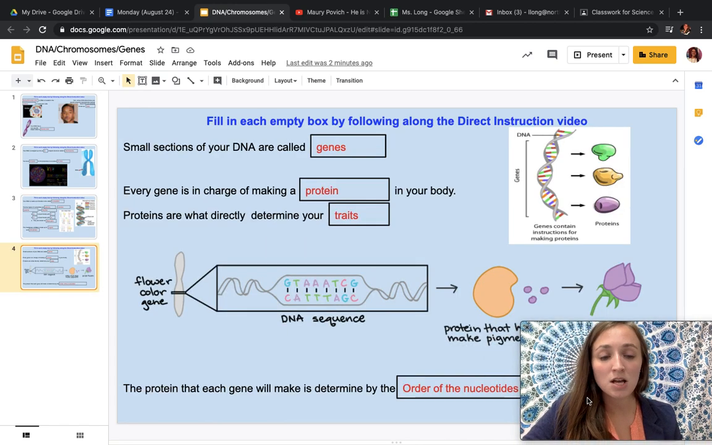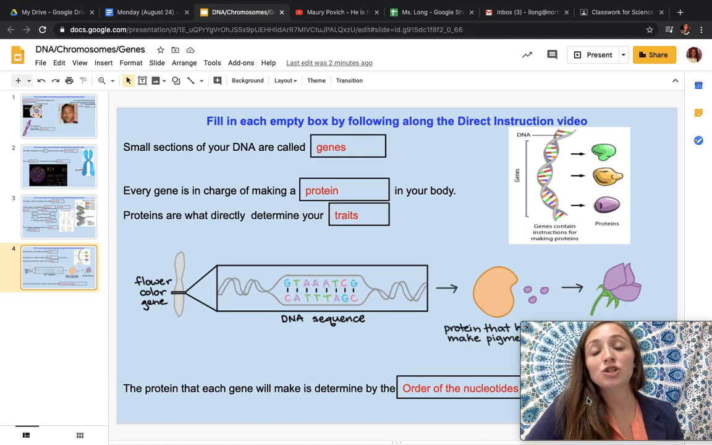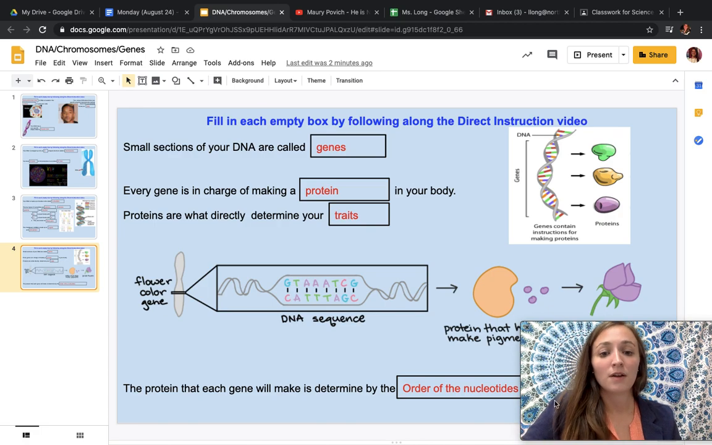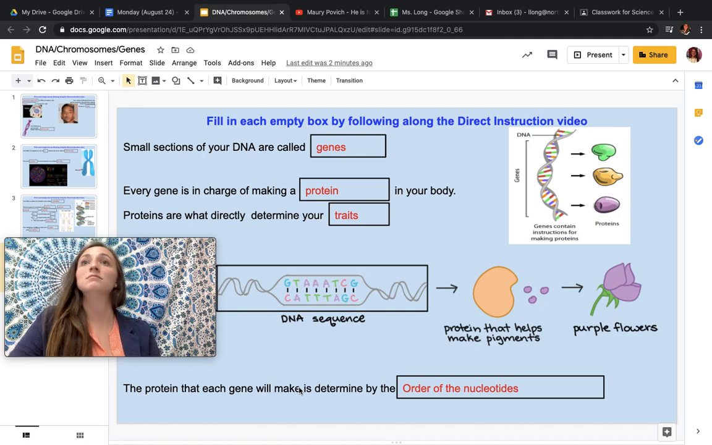Last but not least, small specific sections of your DNA are called genes. Each gene is in charge of making one specific protein in your body, and your protein is what tells your body to have certain specific traits. And of course, what protein your gene makes is determined by the order of the nucleotides, or the A's and G's and C's and T's. I think that was all of them.